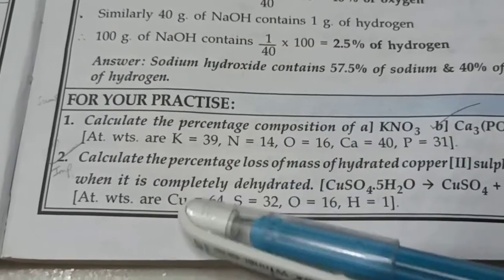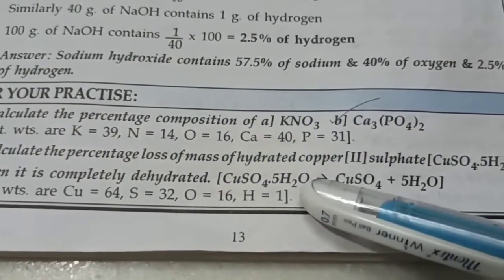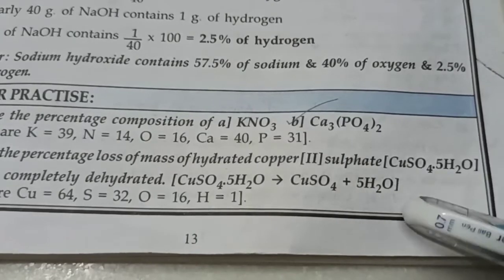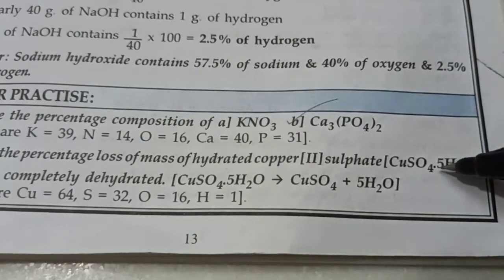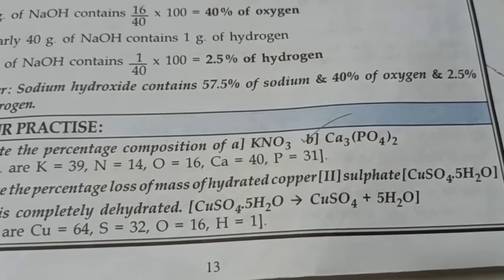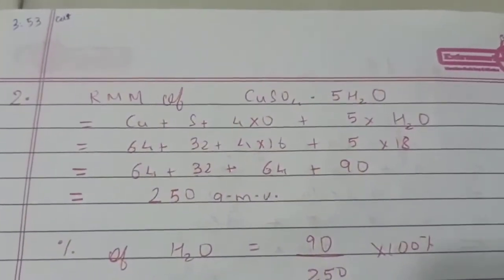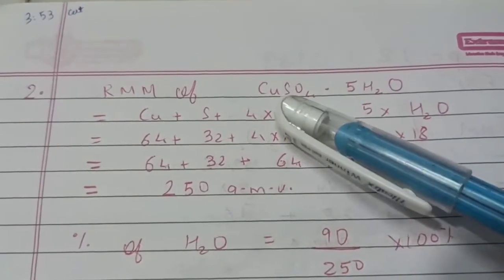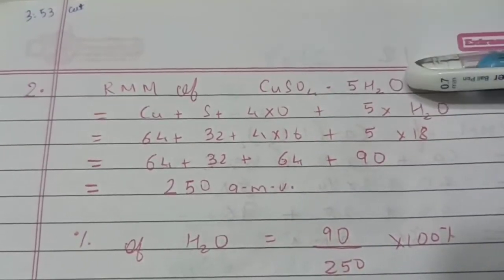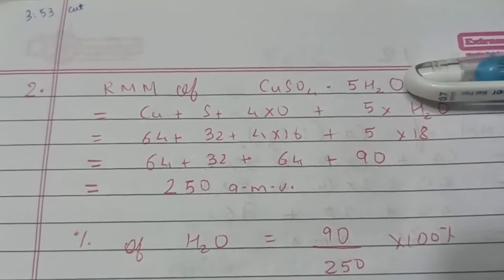Now let's do the second sum, which is IMP, percentage of water in hydrated copper 2 sulfate. This dot represents a weak chemical bond, and these water molecules which are stuck to copper sulfate molecule are called water of crystallization, which we'll study in detail in the chapter called water. So the method of solving this is the same. First we'll find the relative molecular mass of hydrated copper sulfate. See, without water it's just copper sulfate, but with this water of crystallization it's called hydrated copper sulfate.